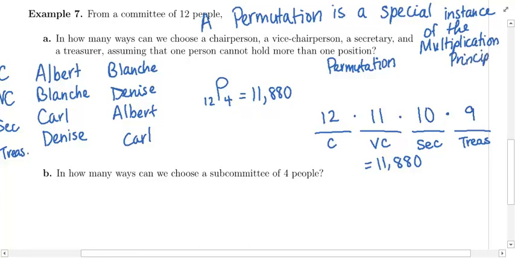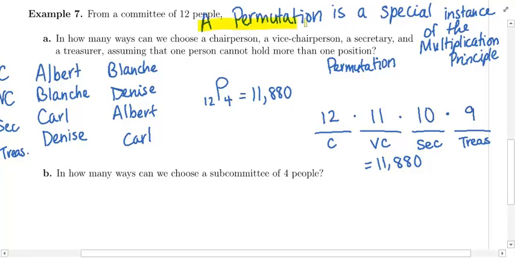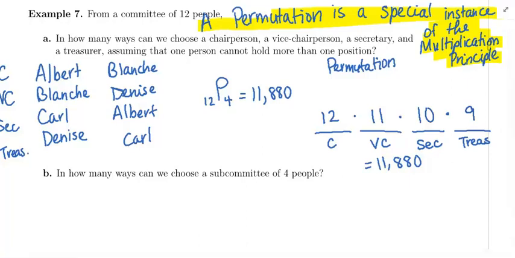Okay, what this is saying is that anytime you have a permutation, you can either use the permutation formula or you can work it as if it were a multiplication principle problem, because every permutation is just a special instance of the multiplication principle. That's very important. Now the flip of this is not true. There are some problems that you would use the multiplication principle on, but they're not permutations. I'll make sure I show you one of those types of examples.